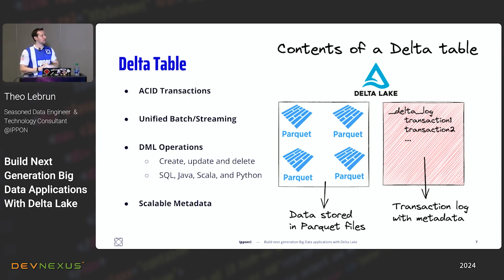And then we have the regular DML operations. If you want to create, update and delete data, you can do everything. I talked about the languages, Java, Scala, Python. You can also use SQL if you want. You can directly write SQL queries. If you're using Spark, for example, I will show you in the demo, you can just write your SQL queries with Spark. And then just one last thing to mention is that the metadata is scalable.